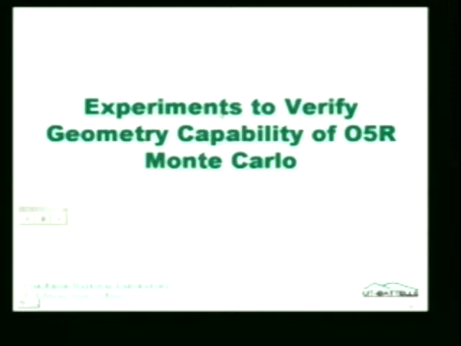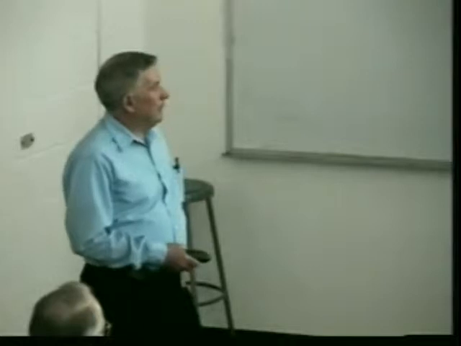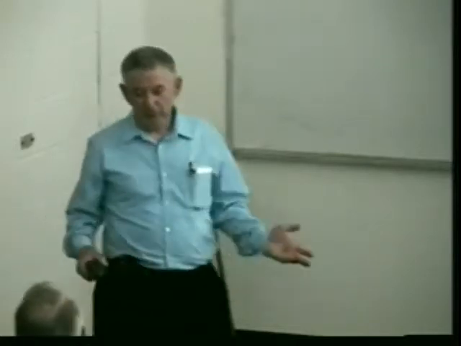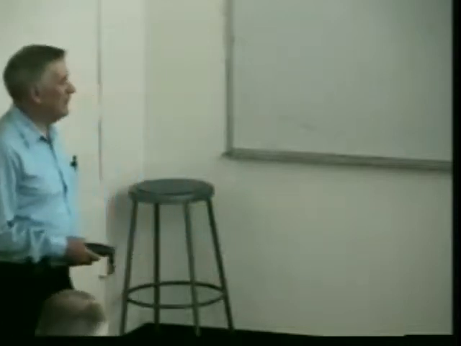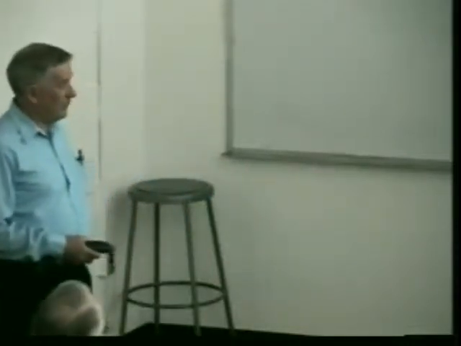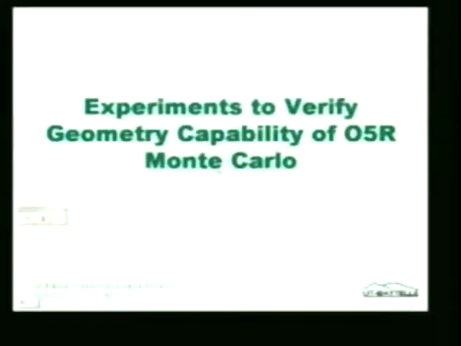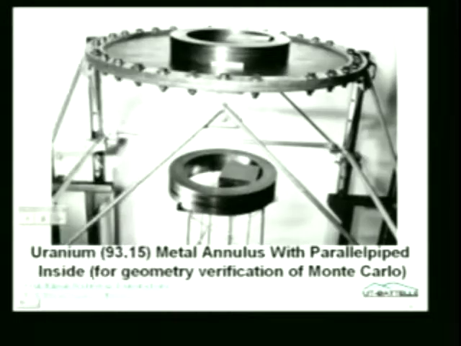And so one of the questions was, is the geometry capability what it's supposed to be? Well, nowadays you'd think that's a stupid question to ask, right? Because you've got all these fancy codes that supposedly have been verified. But at this time, in Oak Ridge, Monte Carlo had not been used for criticality safety calculations.